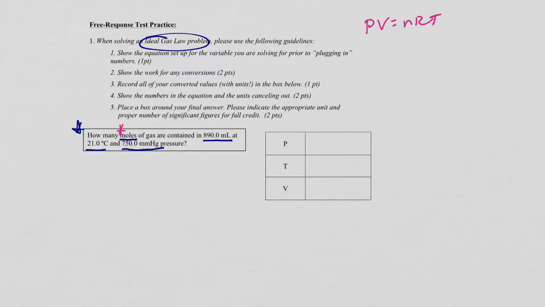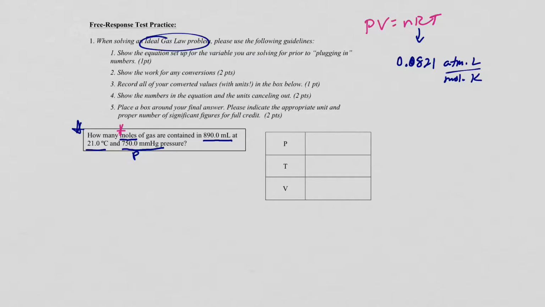Okay, so a couple of things. The pressure was given to us at 750, so that's our pressure right there. But the problem is, for the ideal gas law, remember the universal gas constant is this number, 0.0821 atmospheres liters over moles Kelvin.